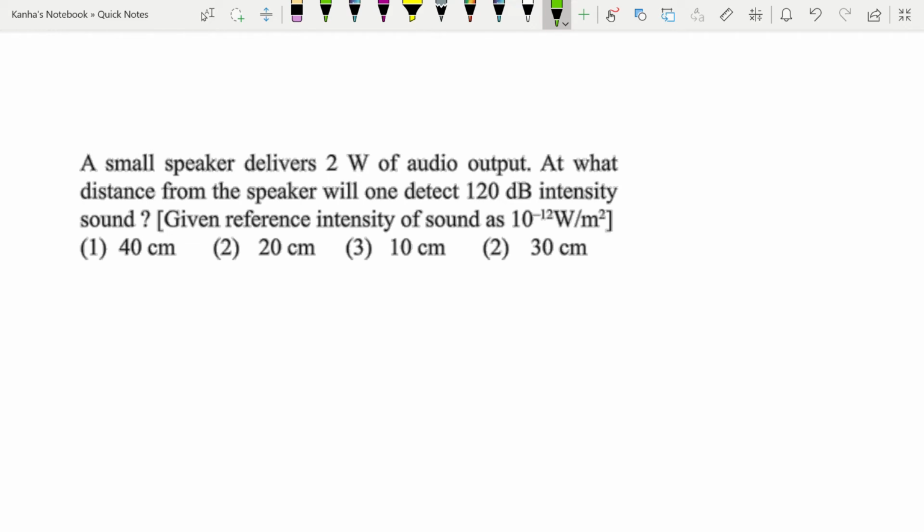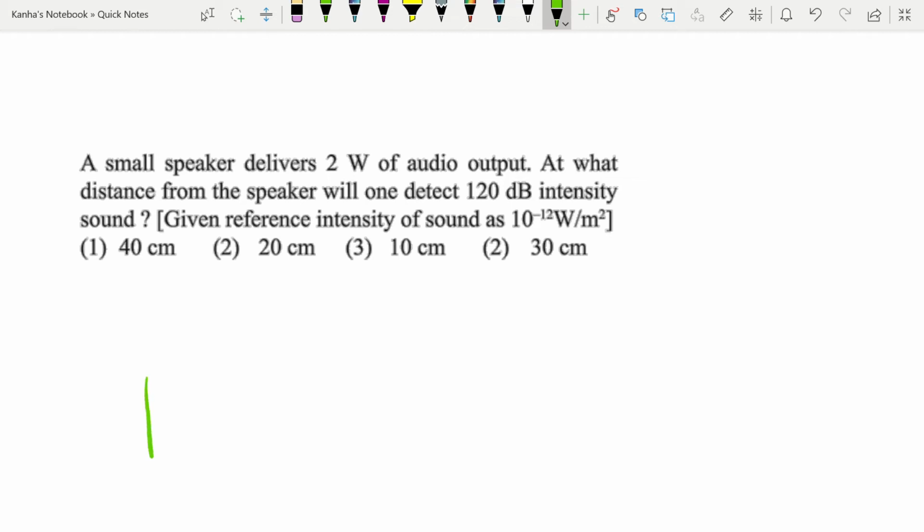I use this last question to give you one more small concept that has been important for both JEE and for all the other competitive examinations that are there, the private ones, the NEET, medical, CETs. In every case, the question about decibels is quite prominent. So let's look at this question and make a note of the formula. A small speaker delivers 2 watt of audio output. At what distance from the speaker will one detect 120 decibel intensity of sound? Here given reference intensity of sound is 10 to the power minus 12 watt per meter square.